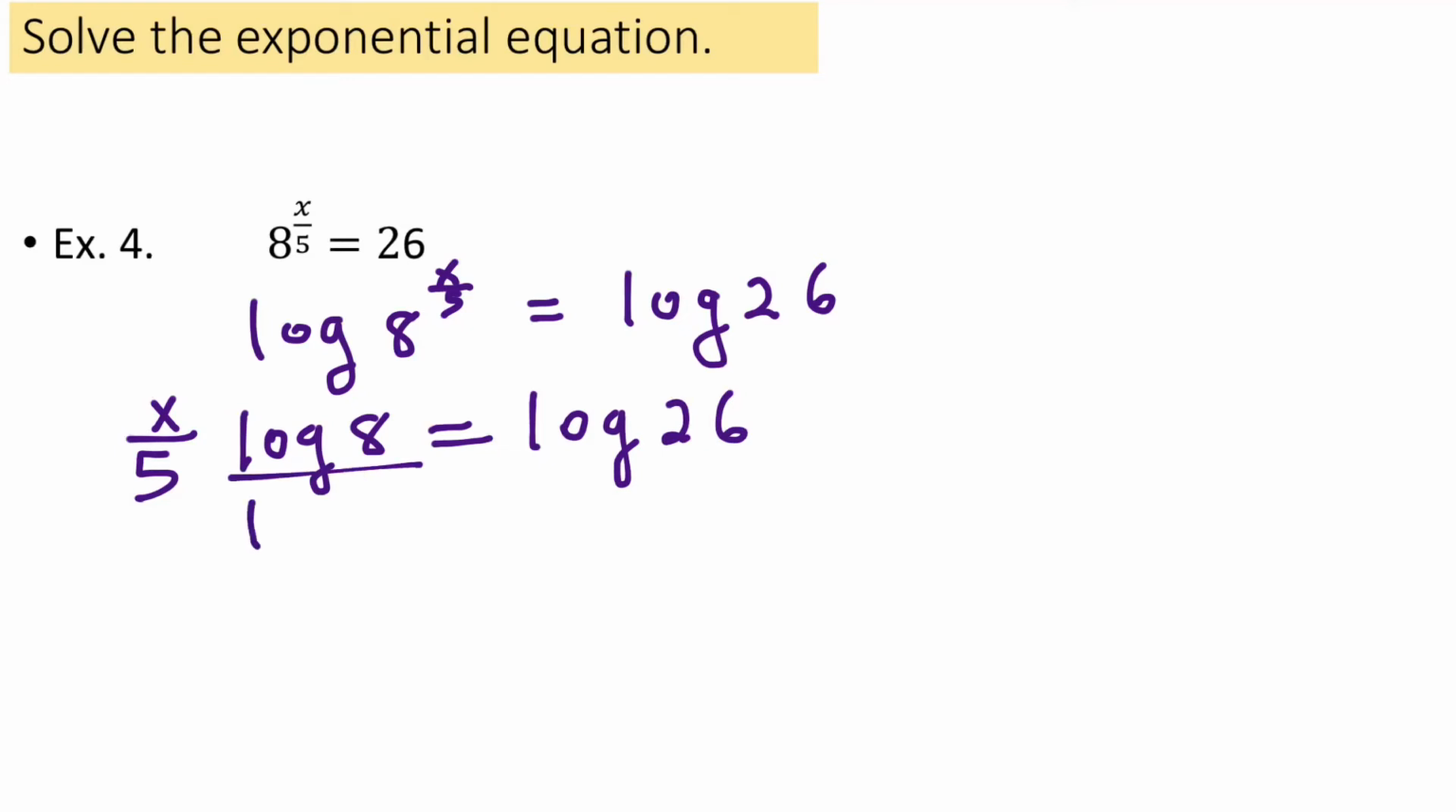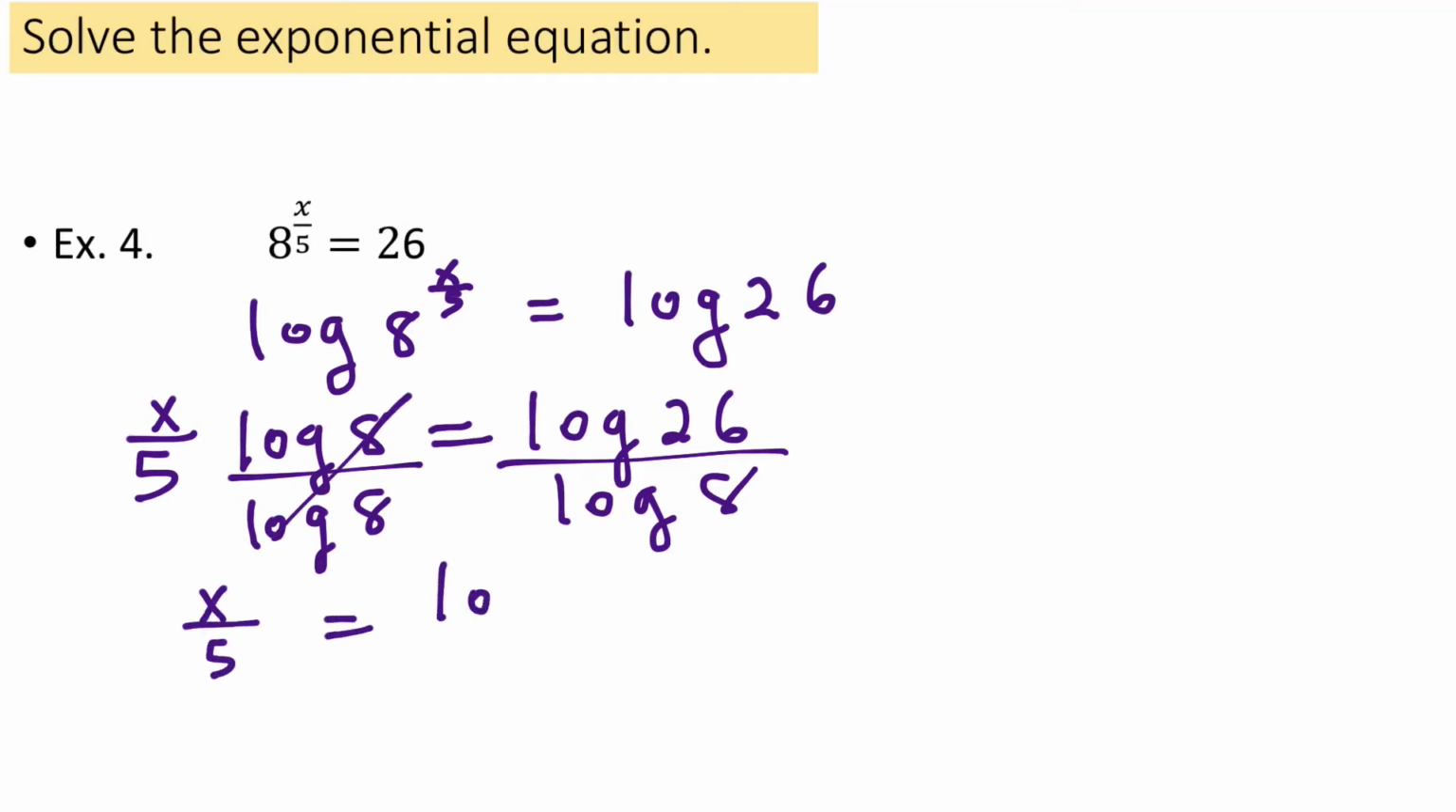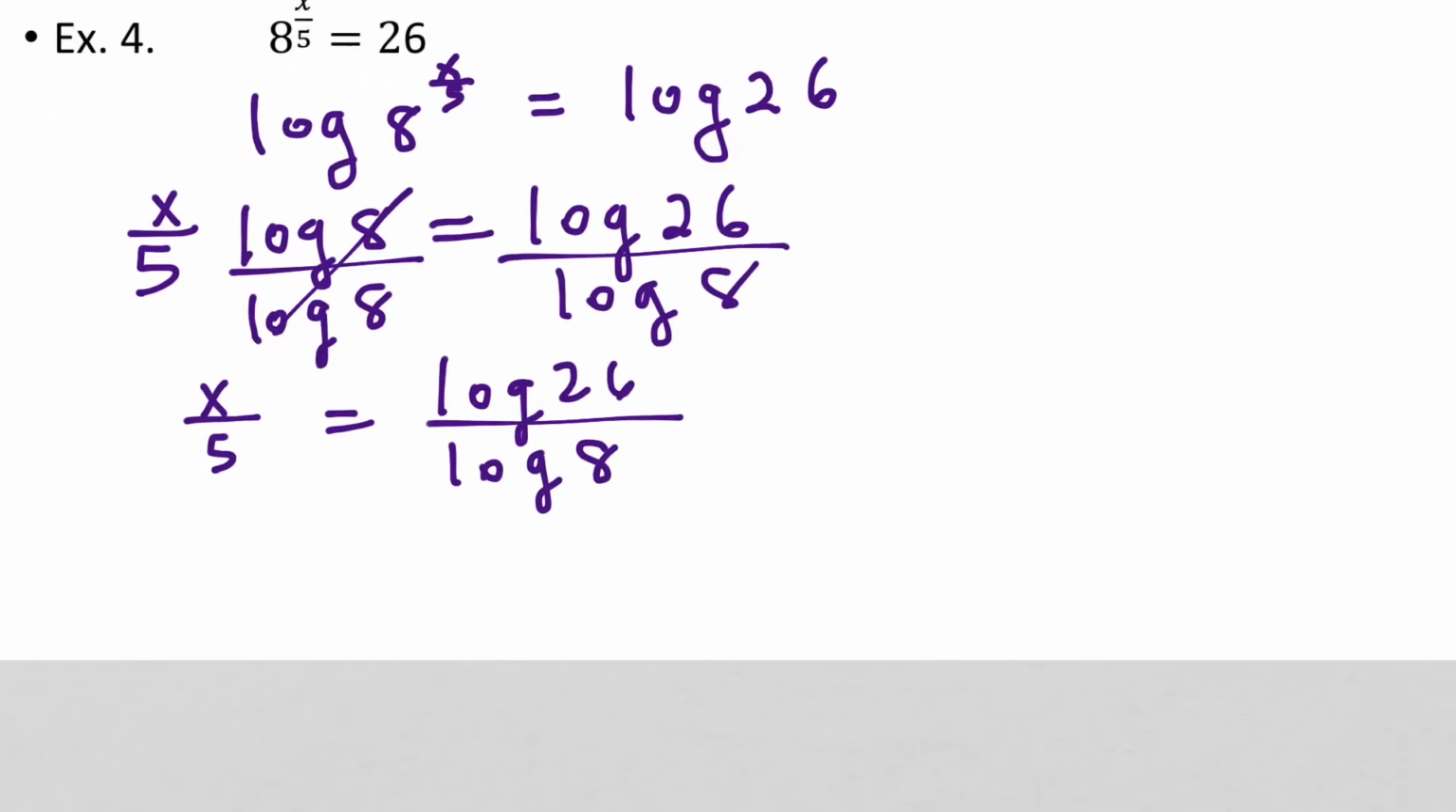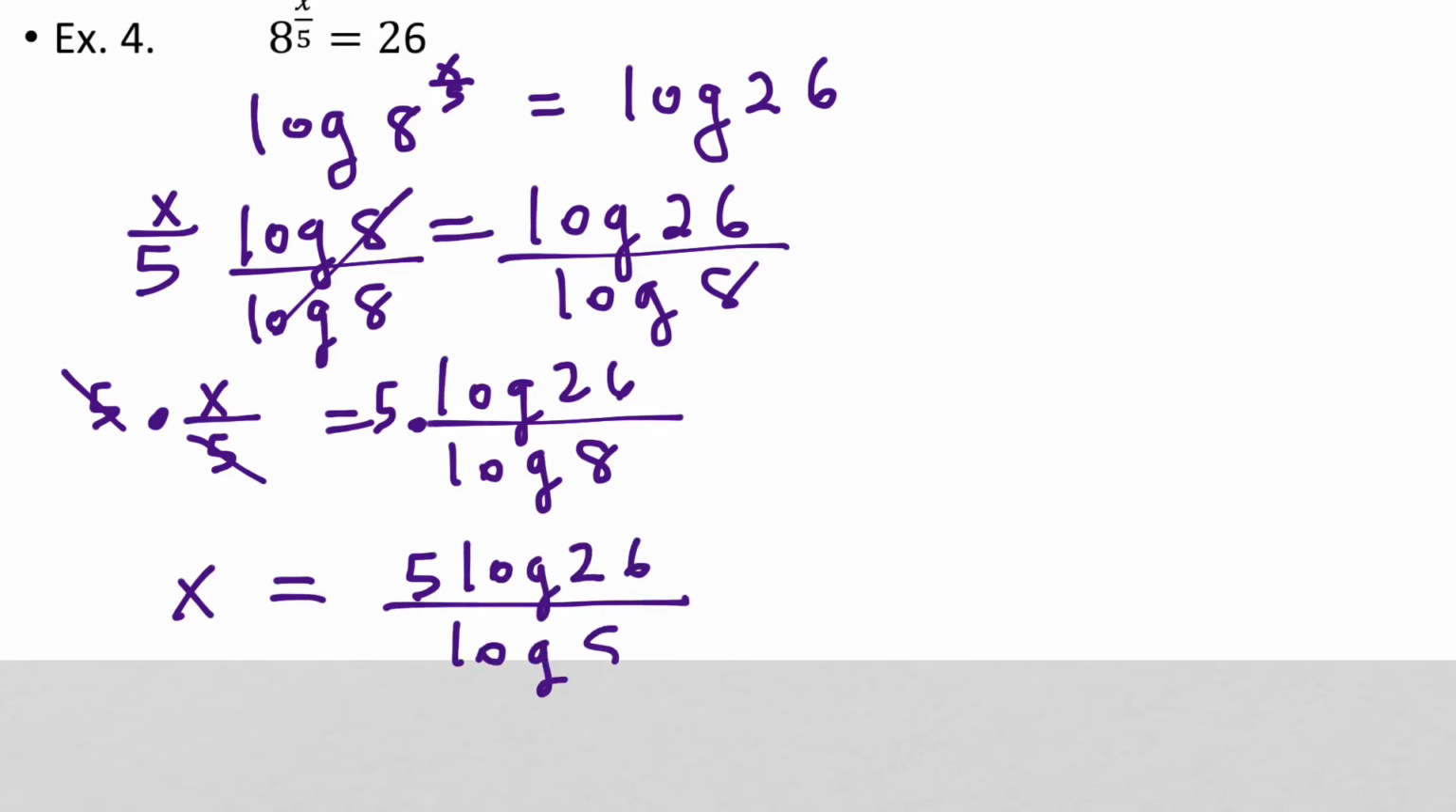Then I'm going to divide by log 8, which is a real number. And I'll have x over 5 is equal to log of 26 divided by log of 8. And then I need to multiply by 5 on both sides so I can cancel the 5. So multiply by 5 on both sides. So I'm going to say x is equal to 5 in the numerator, 5 log 26 divided by log of 8. And that is an exact solution as opposed to a decimal approximation, and that should be fine.